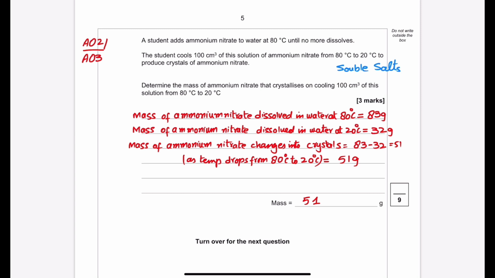Mass of ammonium nitrate dissolved in water at 80 degrees. We need to use the figure, that is 83 grams, which I showed you in figure number 1. The mass of ammonium nitrate dissolved in water at 20 degrees. You can check it from the graph, that is 32 grams. The mass of the ammonium nitrate that changes into crystal form, that is how much mass is formed in the form of crystals, is 83 grams minus 32 grams, that is 51 grams. So due to the decrease in temperature, the dissolved ammonium nitrate will start appearing in the form of crystals.